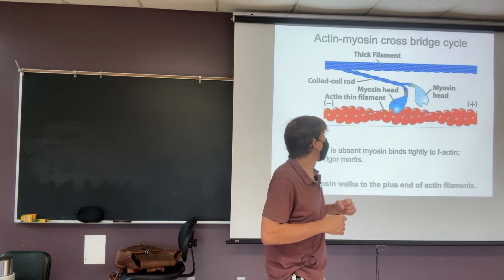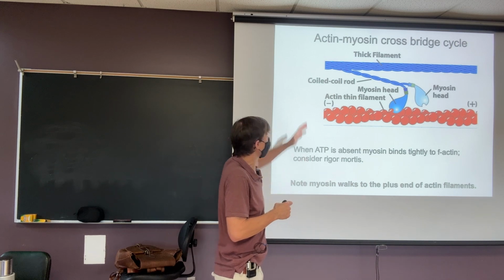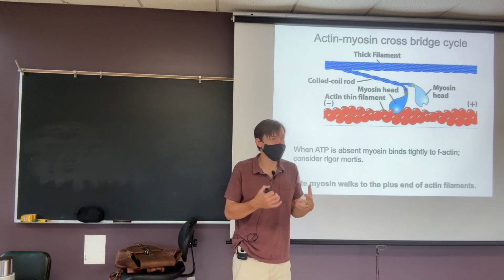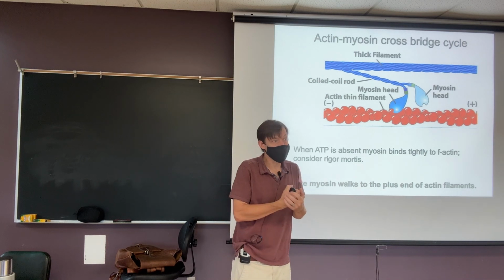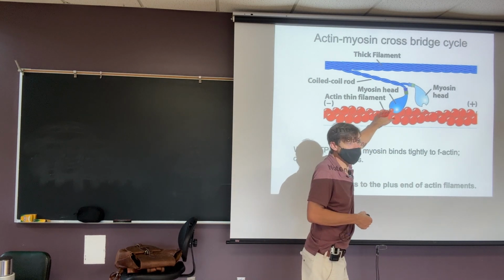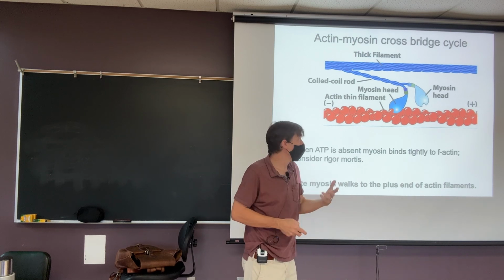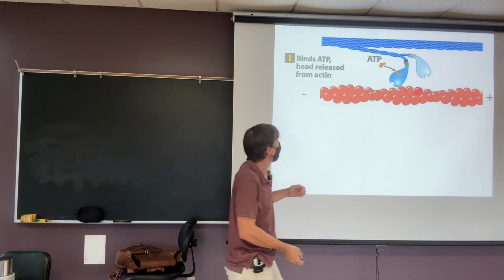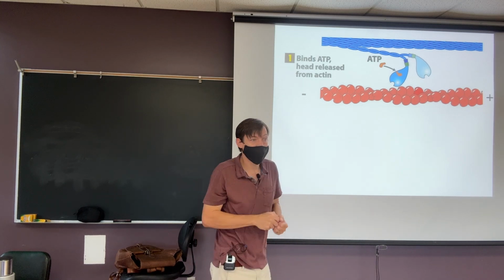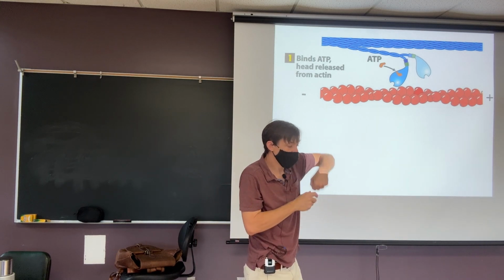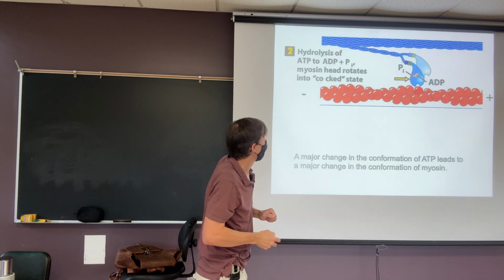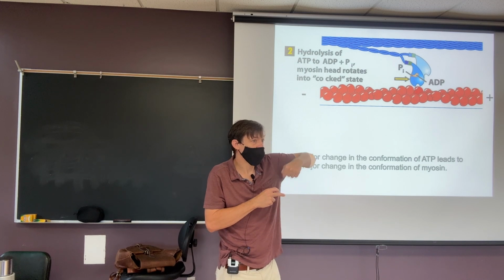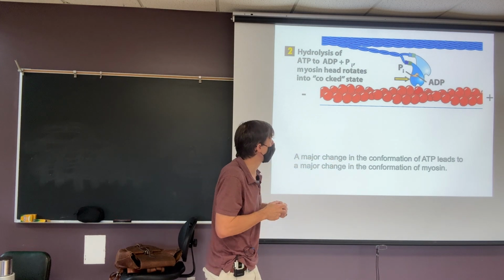So we want to walk through the cross-bridge cycle here. And one key idea is that when ADP is present, the myosin heads are going to be locked to the actin filaments, and then ATP is going to come in and release the head from the filament. So in step one, ATP binds, the head is released from the filament, and then the next step involves the extension of that head so it can grab forward.